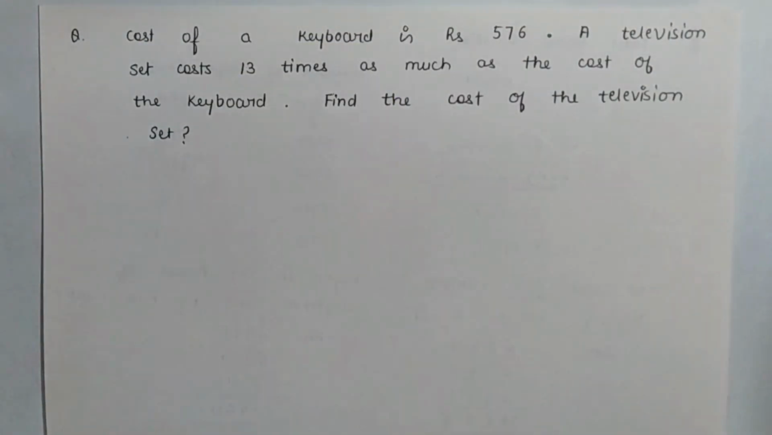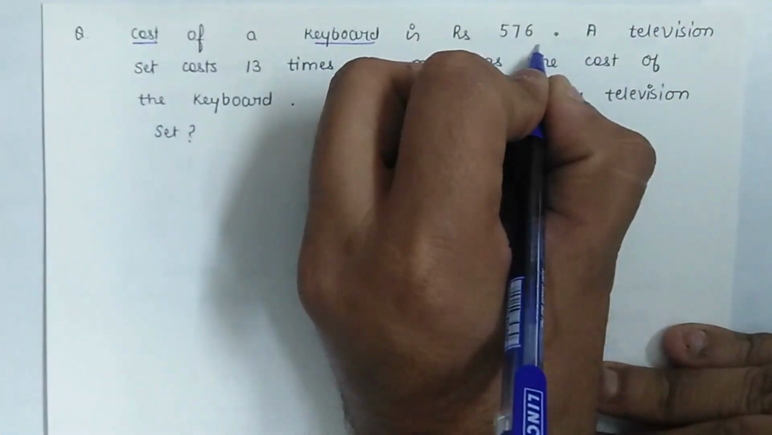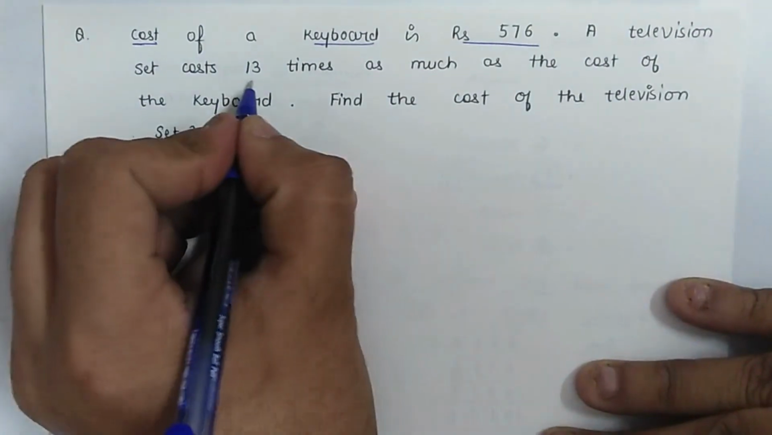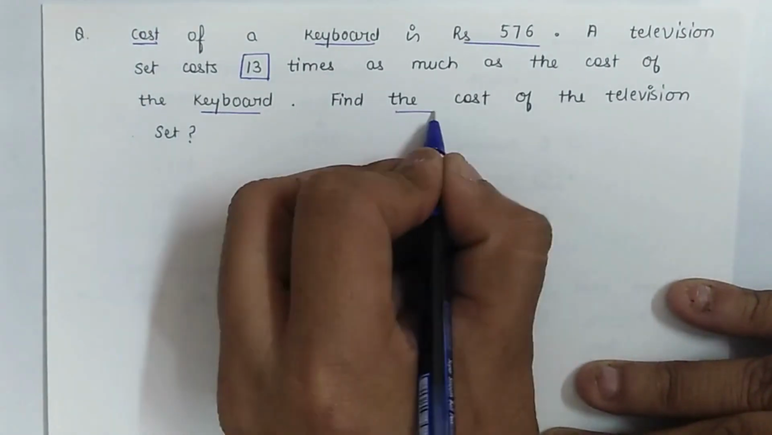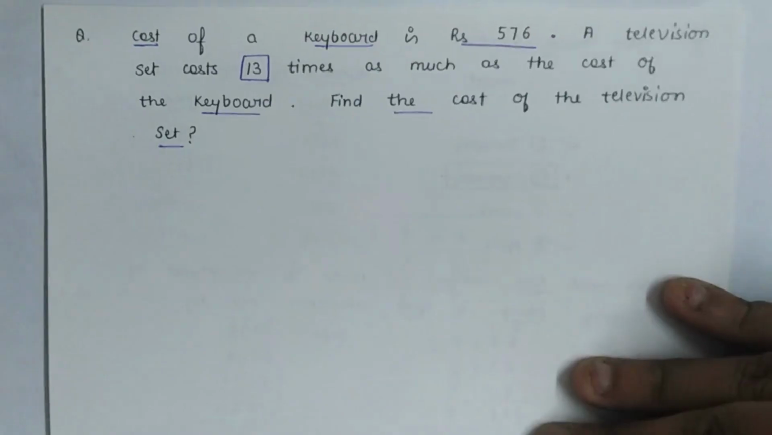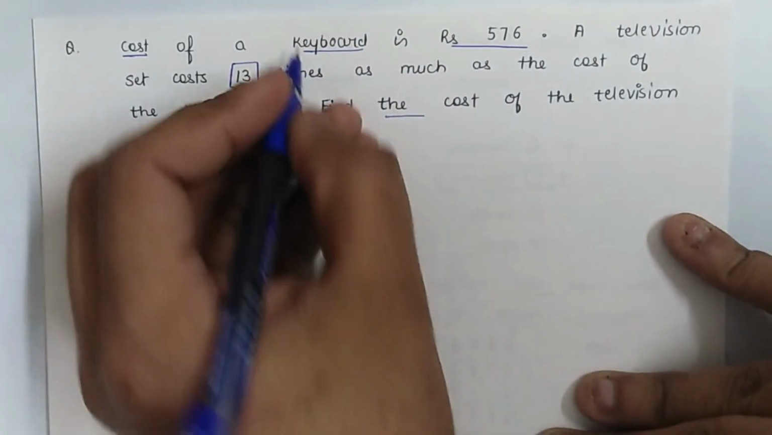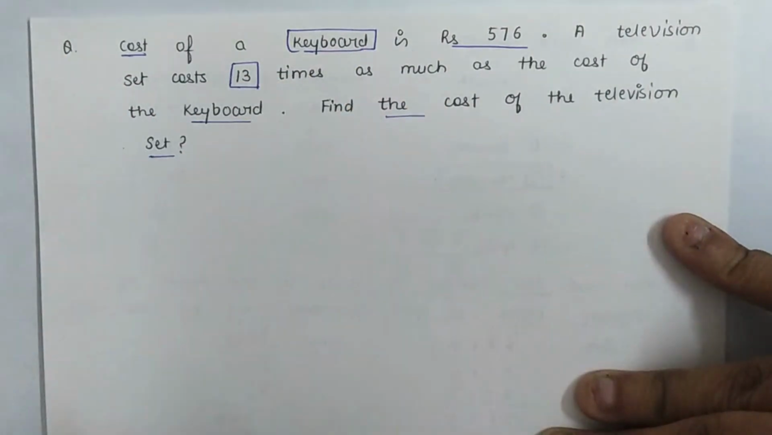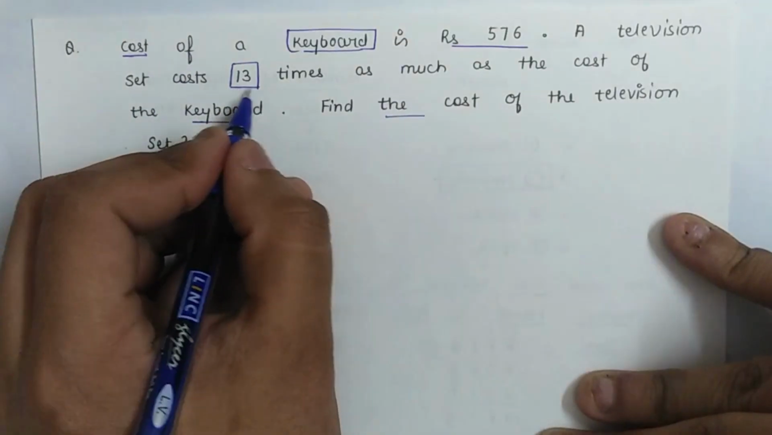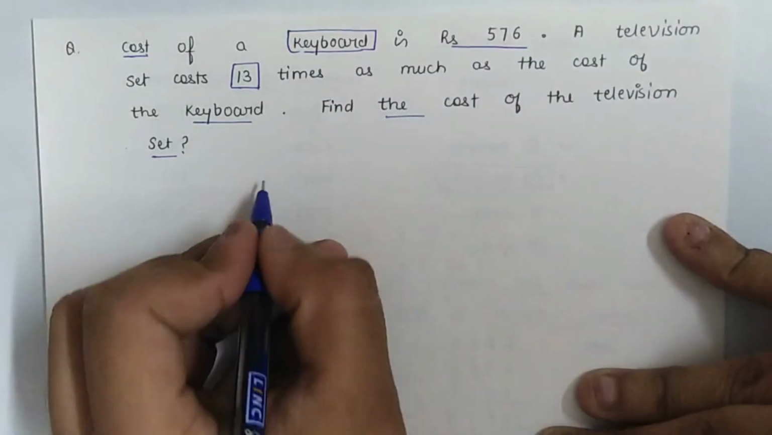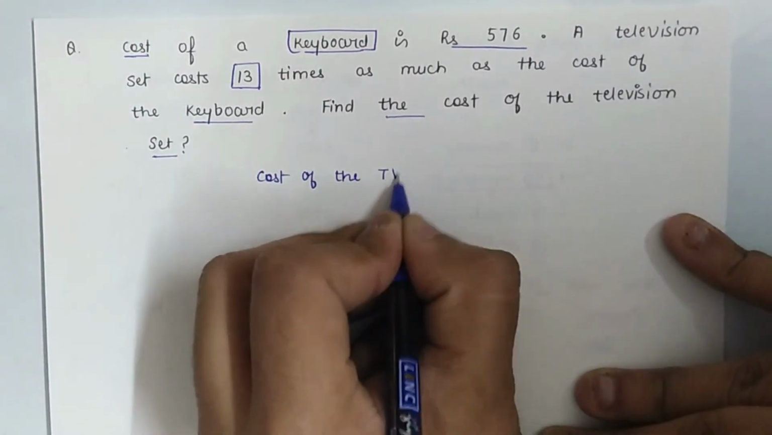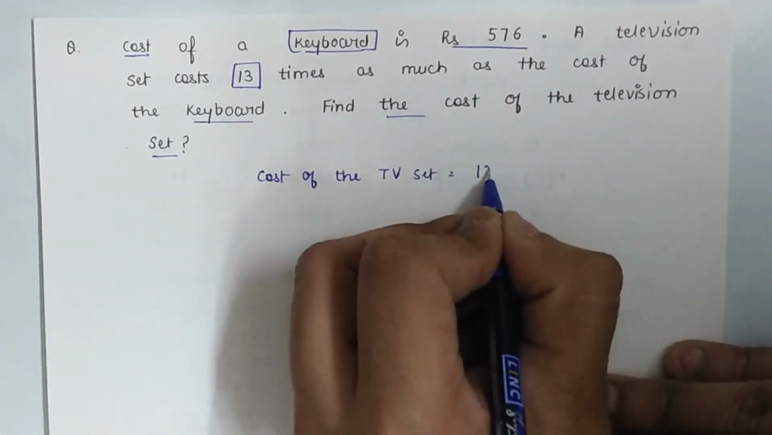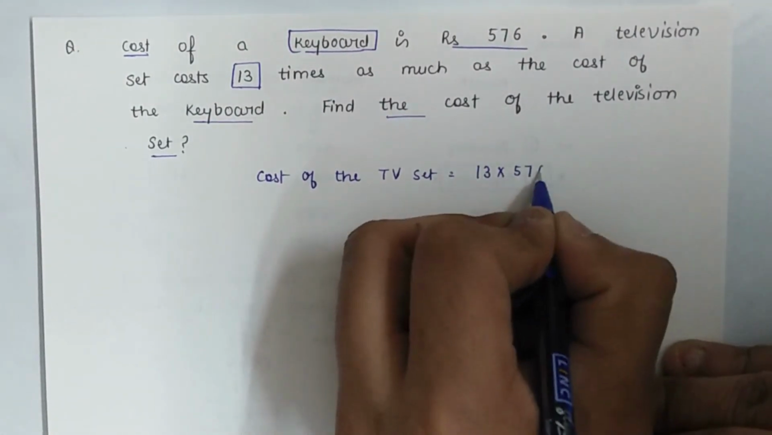Let's take a look at this question. It is given that the cost of a keyboard is rupees 576. A television set costs 13 times as much as the cost of the keyboard. Find the cost of the television set. The question is very direct. We know the price of a keyboard, that is 576, and a television set is 13 times as much. So the cost of the TV set will be equal to 13 times 576.